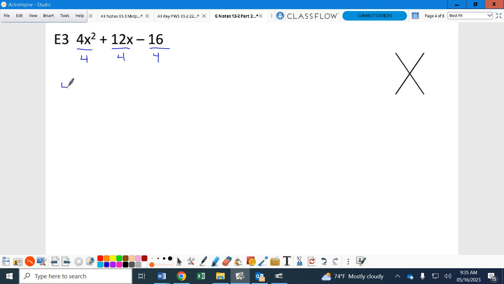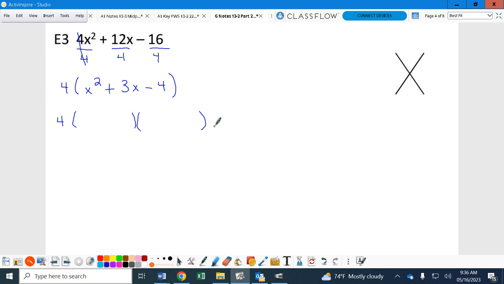So we put the 4 out in front, and when we simplify that, the 4's cancel out here. That's going to leave you just x squared plus 12 divided by 4, which is 3x, minus 16 divided by 4, which is going to be 4. And this is what we're going to use to do our factoring with. We're going to keep that 4 out in front. We're going to set up those 2 sets of parentheses, and we're going to use our numbers from our diamond to find the things that go in here. Okay?